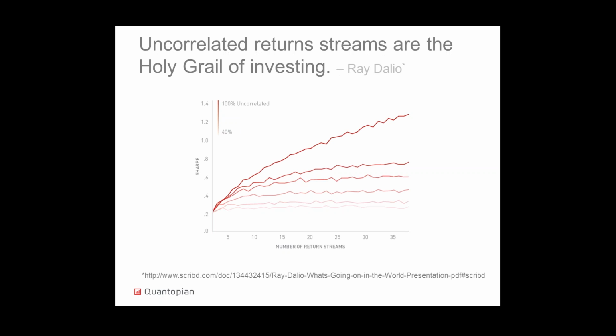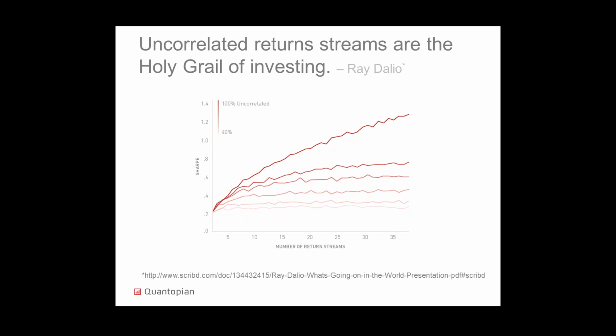All right, so what do we mean by reaching for the holy grail of investing? The pseudo quote that I'm going to use to motivate this talk is from Ray Dalio, where he said something along the lines of uncorrelated return streams are the holy grail of investing. And this plot has some simulated results that are intended to illustrate this. Along the x-axis of this plot, we're looking at adding additional return streams or instruments to a portfolio. And on the y-axis, we're looking at the resulting Sharpe ratio of the entire portfolio.